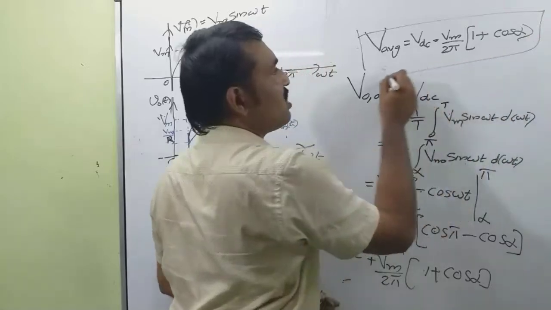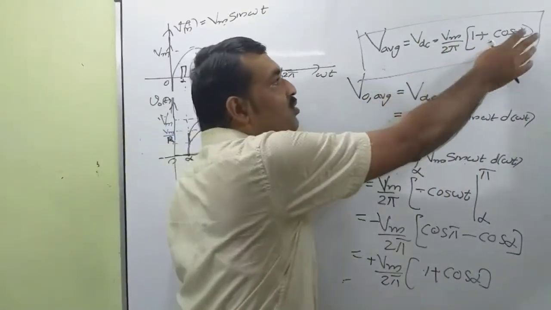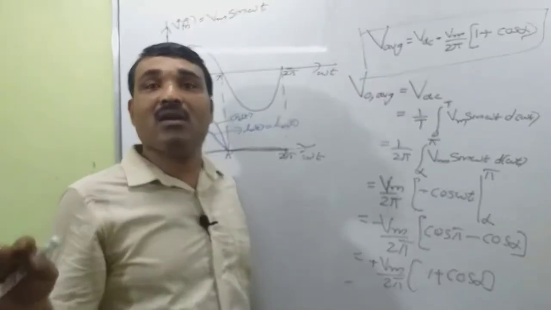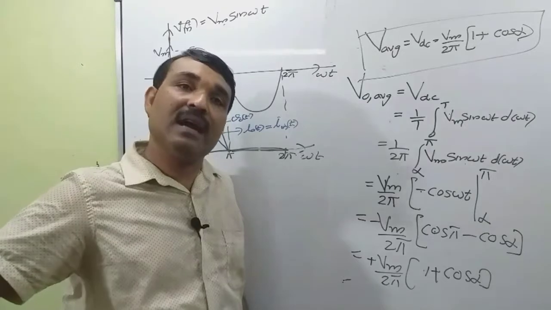So from this expression, Vm is constant, so the average value of output will depend only on alpha. If alpha varies, the DC value of output voltage also varies.